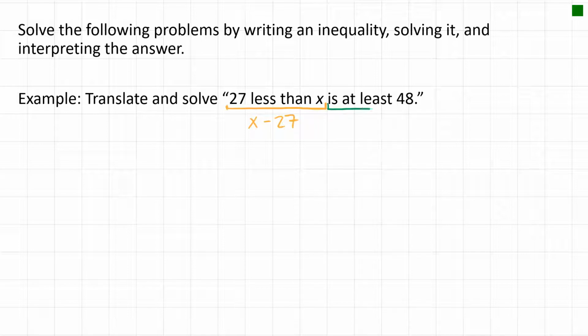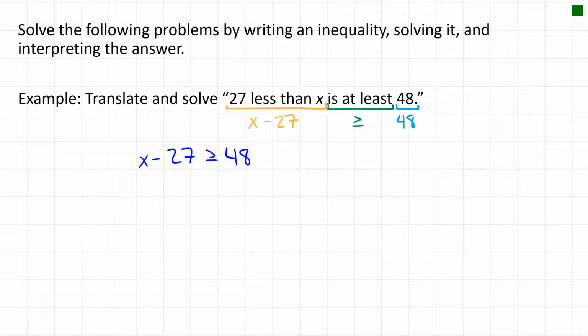And then when we say is at least, we're being told about an inequality here. 27 less than x is at least. So that would mean that it is greater than or equal to, followed by whatever's on the other side of that at least statement, which is 48. So x minus 27 is greater than or equal to 48. This is our translation of that sentence. Let's go ahead and write that inequality statement out.